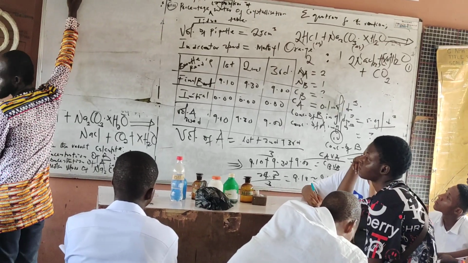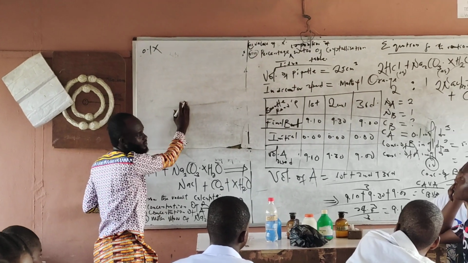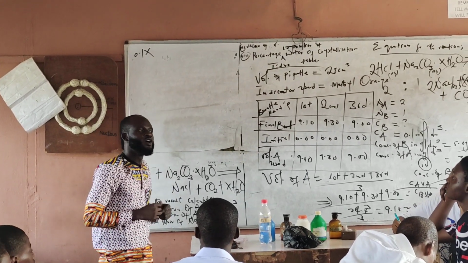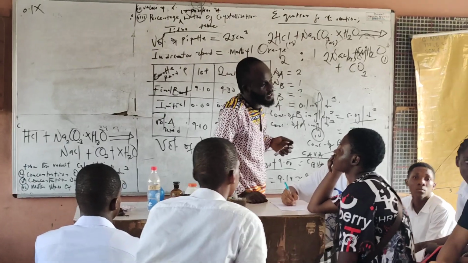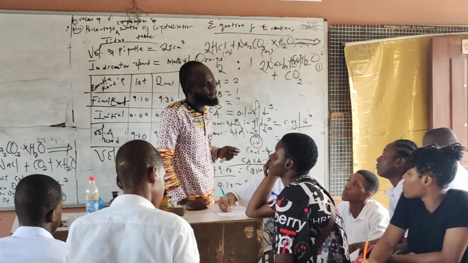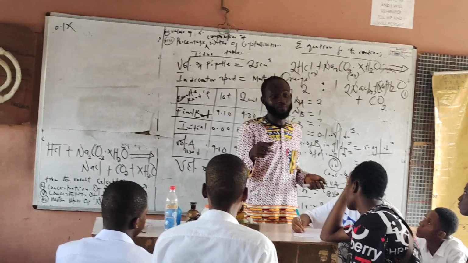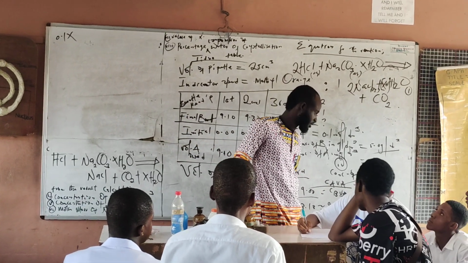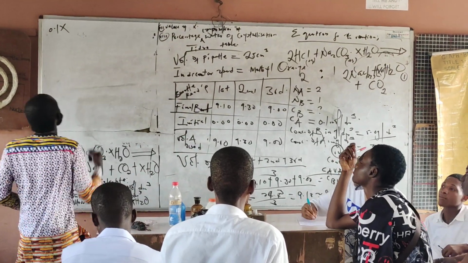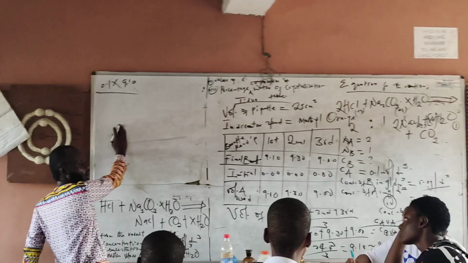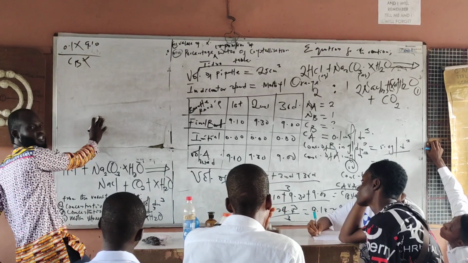So what is our CA? CA is 0.1, yes. 0.1 times the volume of A, which is 9.10, over CB. We don't have CB, so CB times VB. The volume of base is the volume of the pipette, which is 25 centimeter cube.